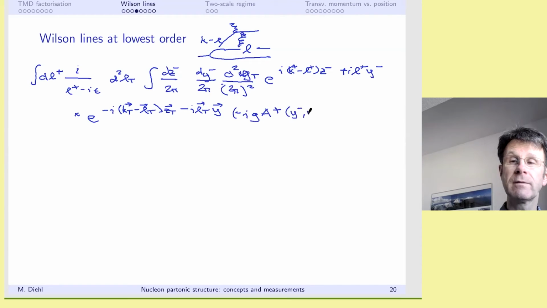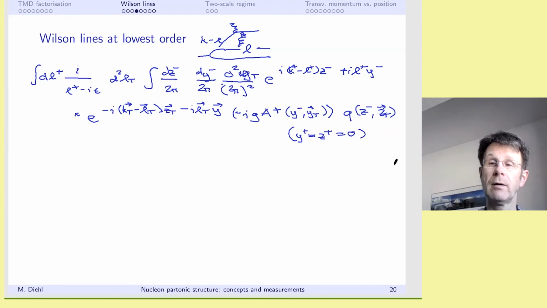And the field here sits at light cone position Y minus and Y transverse. And there is the quark field sitting at Z. What I don't write in the arguments of the fields, just for brevity, is that Y plus and Z plus are always understood to be 0. And since they're always 0, I don't write that down.